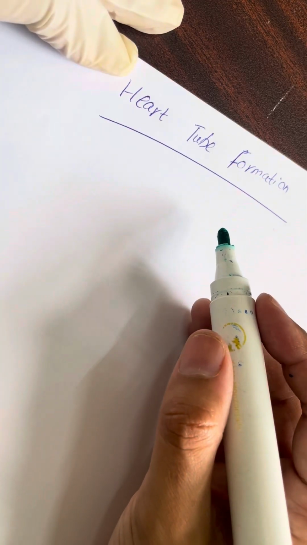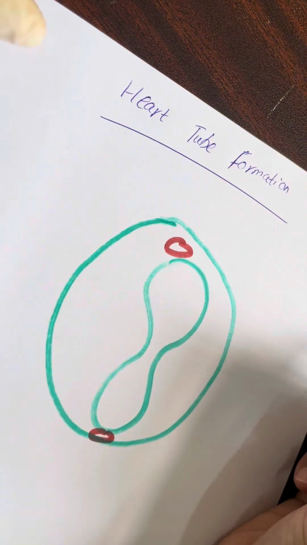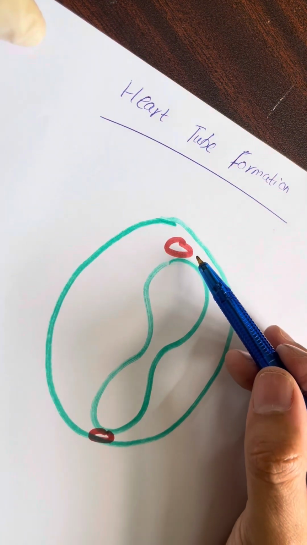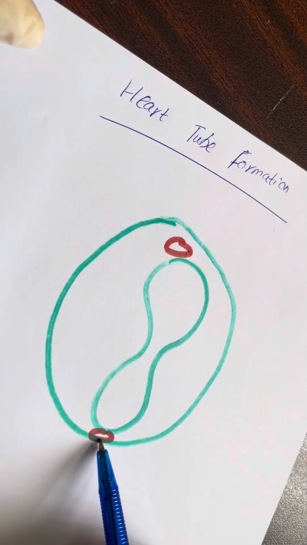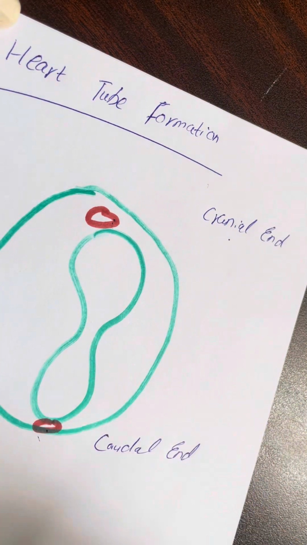Today our topic of discussion is the formation of the heart tube. Before the formation of the heart tube, you must know the structure of the embryonic disc. In this structure, there are two openings in this embryonic disc. One is cranially and the other is caudally. This is the cranial and caudal end of the embryonic disc.